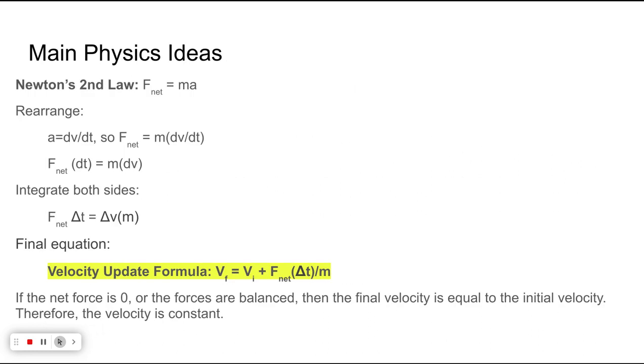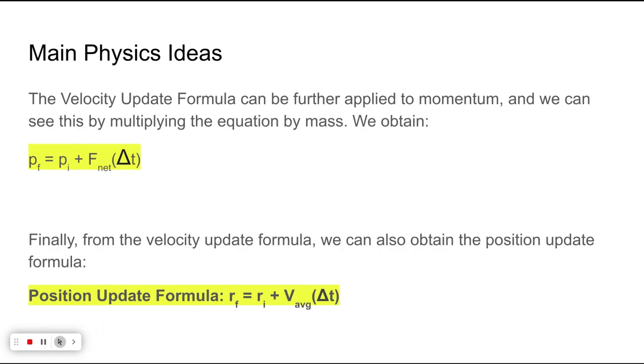The main physics idea in this lab was Newton's second law, which again states that the net force equals mass times acceleration. If we rearrange and integrate this equation, we get a final equation, which is the velocity update formula, which states that V final equals V initial plus the net force times delta t divided by mass. If the net force is zero, or the forces are balanced, then the final velocity is equal to initial velocity, and therefore the velocity is constant.